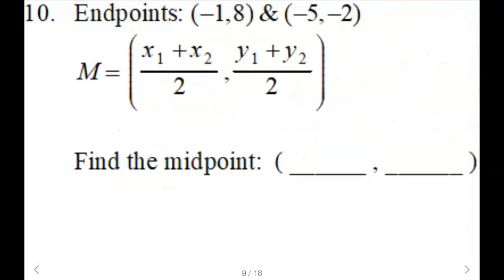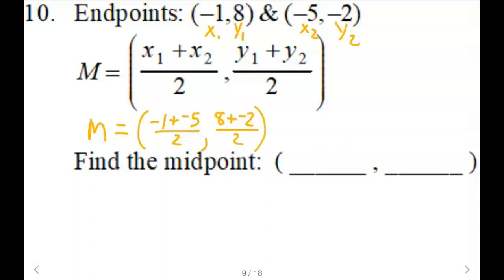Number 10, we're finding the midpoint between these 2 points. Label your points. Substitute into the midpoint formula. We'll have negative 1 plus negative 5 over 2, and 8 plus negative 2 over 2. So that's negative 6 over 2, comma 6 over 2. And so we get negative 3, 3.